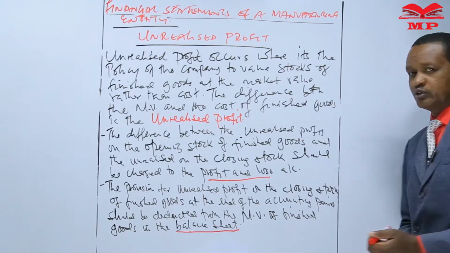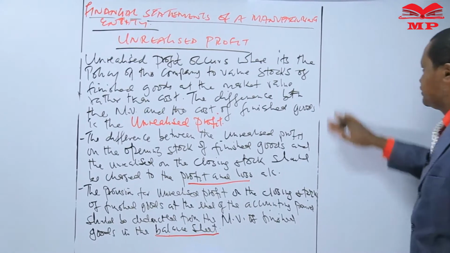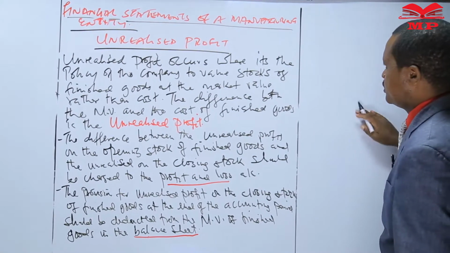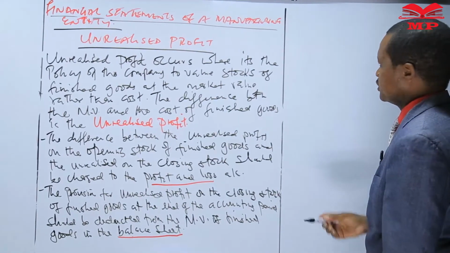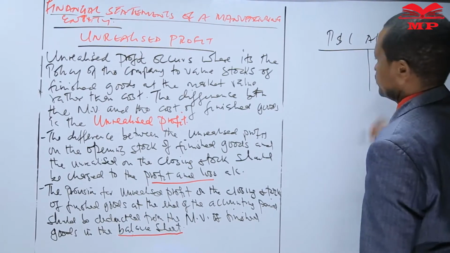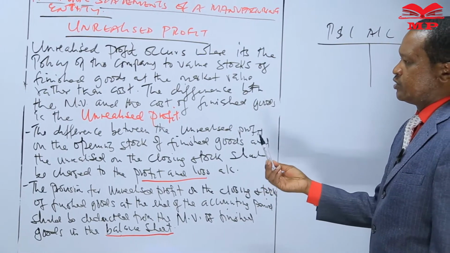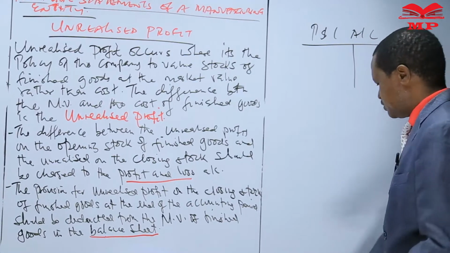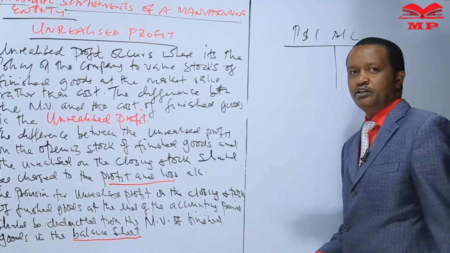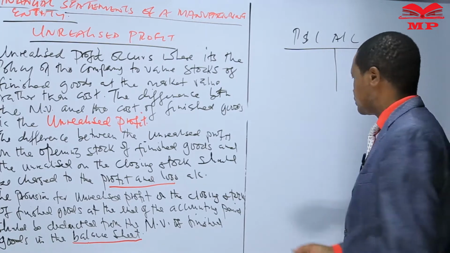Before we do an illustration, let me demonstrate using fictitious figures or symbols. So the first financial statement is a profit and loss account. We've said that the difference between the unrealized profit on the opening stock of finished goods and the provision of unrealized profit on the closing stock.